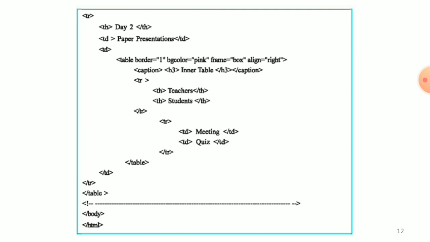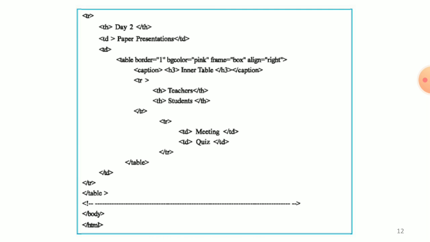Next, continue. TR, that means third row. TH table heading Day 2 slash TH. TD paper presentations slash TD, and the inner table is starting. TD table border equals 1, bgcolor equals pink, frame equals box, align equals right. Caption H3 inner table slash H3, slash caption over.